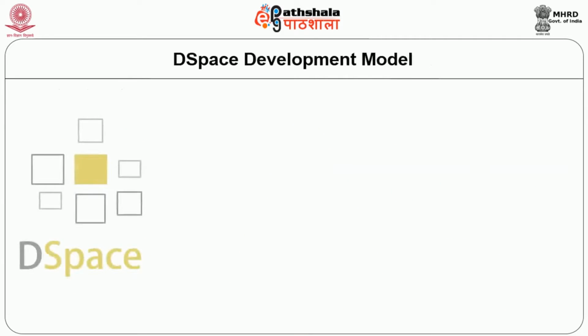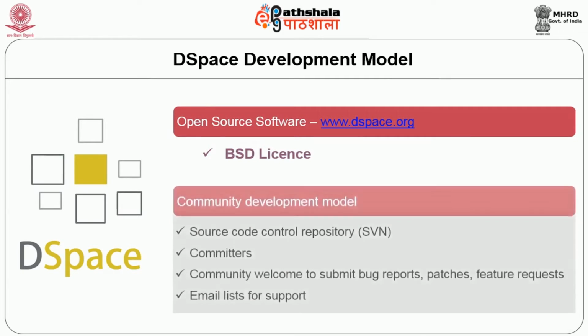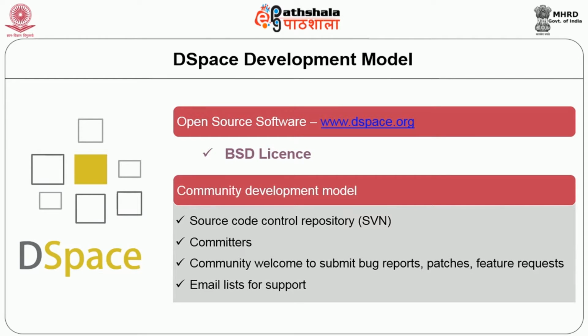And the development model, I will not take much time on this because it is important for the developer, but it is a BSD license. This open source is free, but there is a license, an open source free license called BSD. And for source code control, there is a community which controls the source code: committers, community, and email lists for support. Any issues that come up in DSpace, there are a lot of groups where you can post them. That is how we develop our technical expertise.